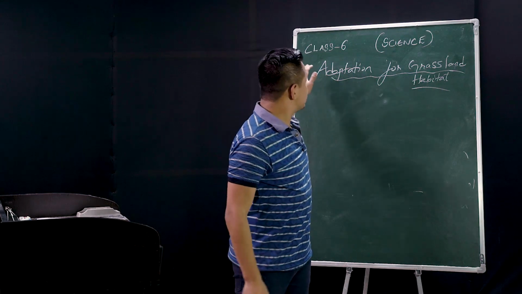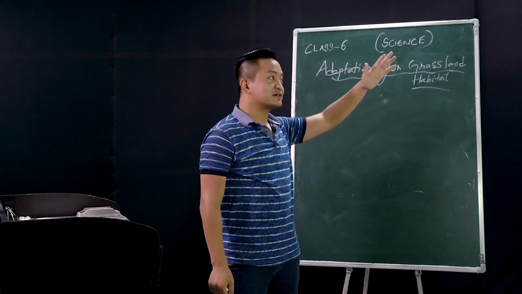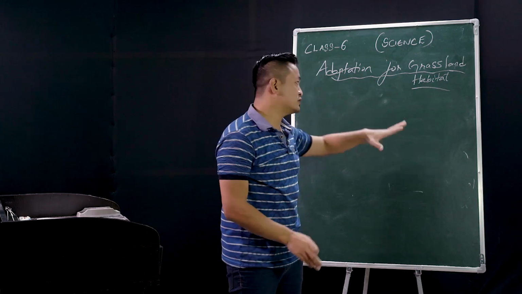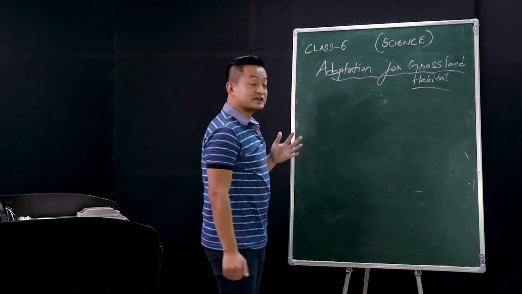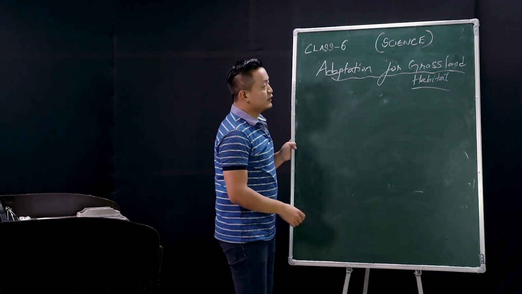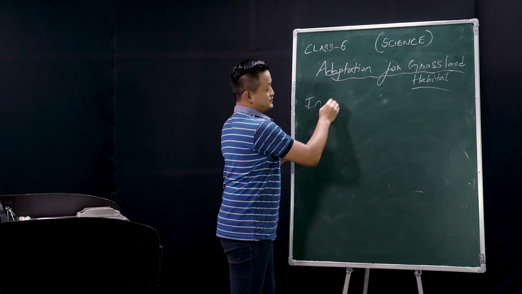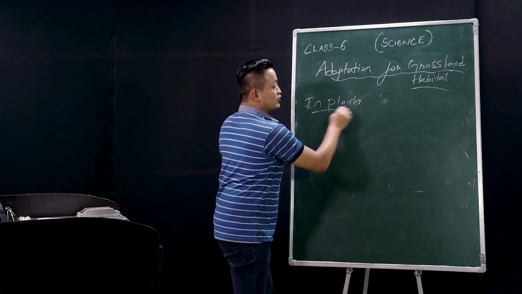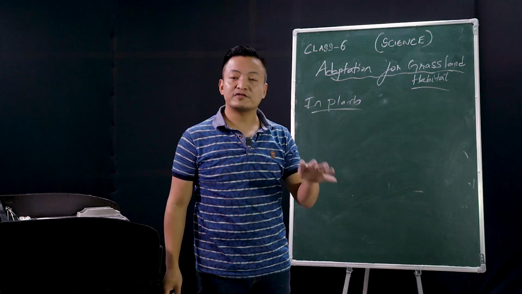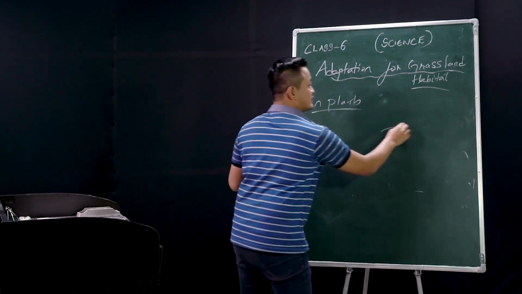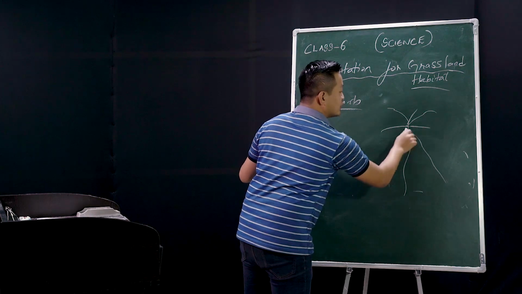Okay, so adaptation for grassland habitat. Okay, this is our next topic. So same like we have done for other, we'll divide this one into grassland plants and animals. So first we'll discuss about the plants. Okay, plants. So those plants that survive in this grassland, their roots are very, very long. Clear? See, this may be the leaf, but the roots will be very long.